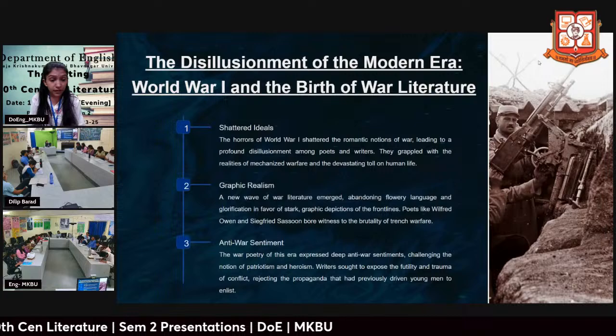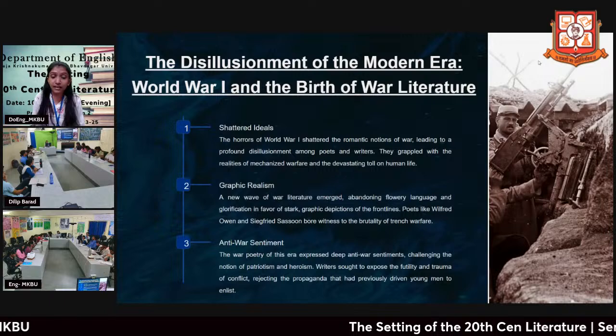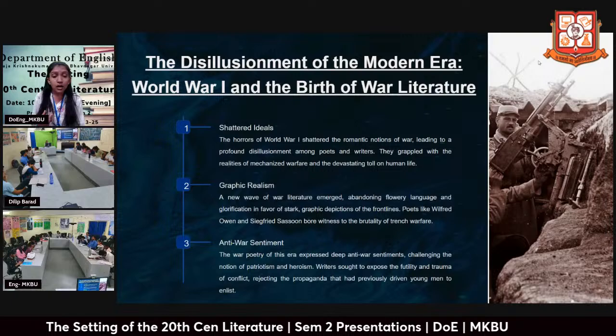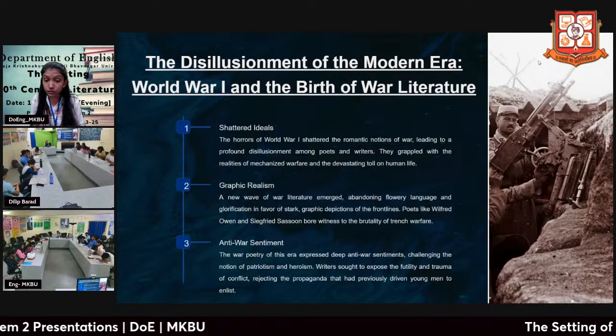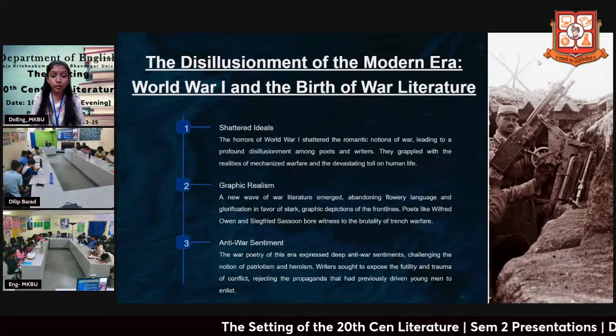Anti-war sentiments we also have in this time. The war poetry of this era expressed deep anti-war sentiments, challenging the notions of both patriotism and heroism. Writers sought to expose the futility and trauma of conflict, rejecting the propaganda that had previously driven young men to enlist.